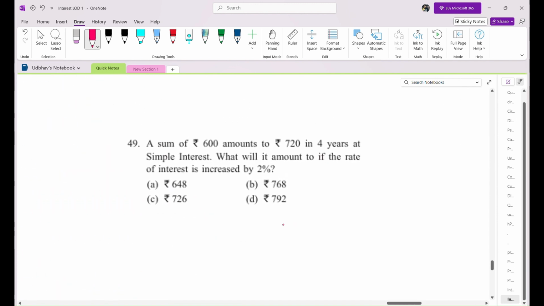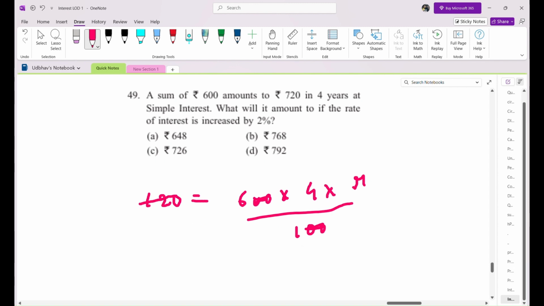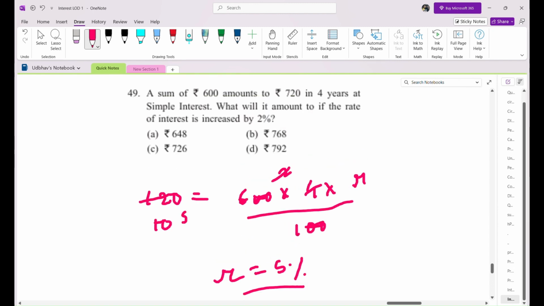49. A sum of 600 amounts to 720 in 4 years at simple interest. What will it amount to if the rate of interest is increased by 2%? The sum amounts to 720, so the interest is 120 rupees for 600 for 4 years. Rate is 120 upon 600 into 4, which is 5%. The initial rate is 5%.